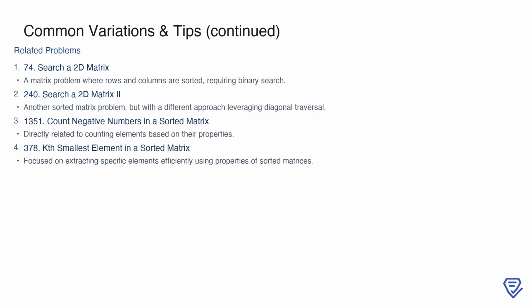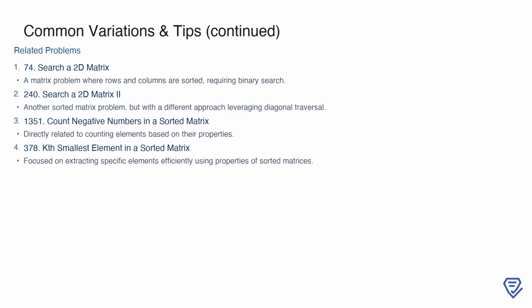There are several related problems that build on similar concepts. Problem 74, search a 2D matrix, involves a matrix where rows and columns are sorted, and the solution uses binary search to efficiently locate a target value. Problem 240, search a 2D matrix 2, also deals with a sorted matrix, but it introduces diagonal traversal as part of the strategy. Of course, the problem we're discussing, count negative numbers in a sorted matrix, is another example that leverages the sorted properties of the matrix to count elements efficiently.